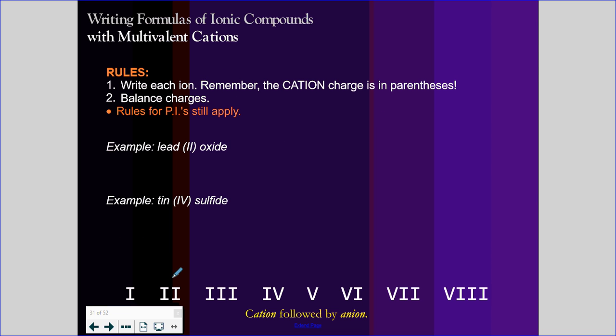The rules for writing formulas with ionic compounds containing multivalent cations is: write each ion. Remember, the cation charge is in parentheses, given to you. Then we're just going to balance charges like we always do. Lead(II) means Pb2+. Oxide is 2-. And then we're going to satisfy charges. Well, these are going to live in a 1-to-1 ratio, PbO.